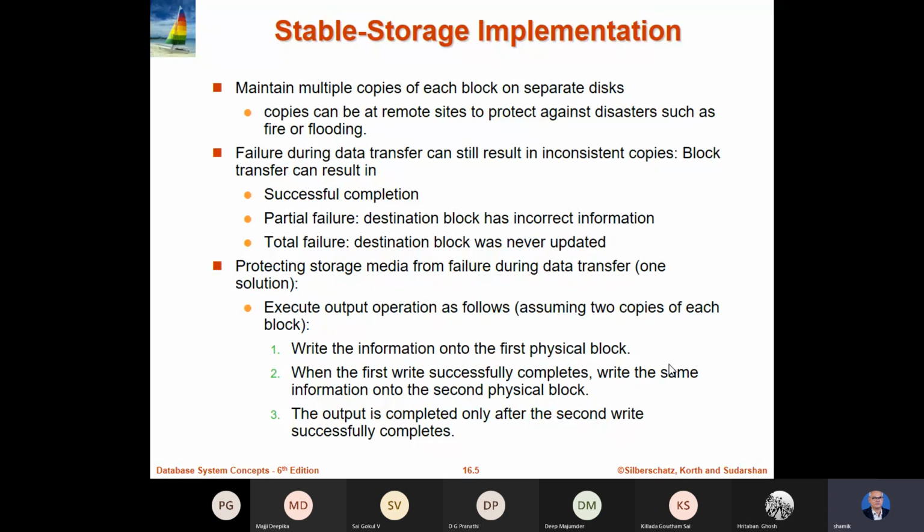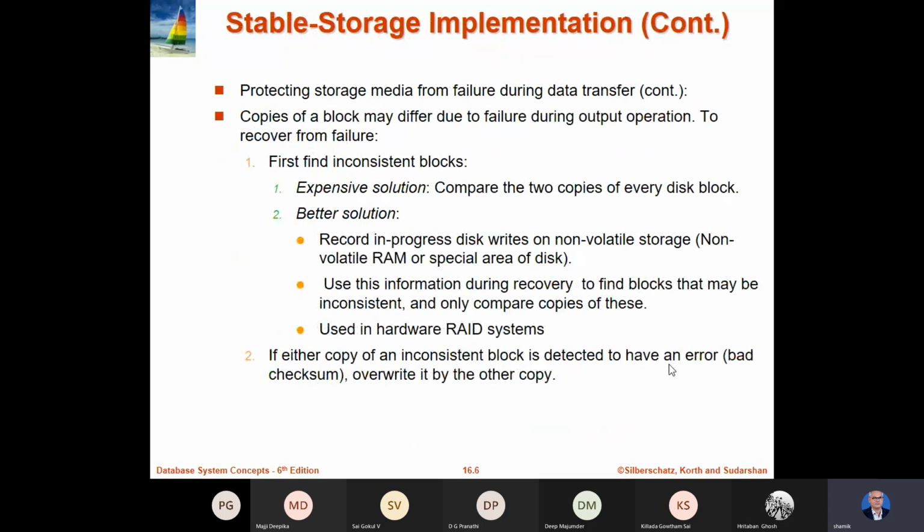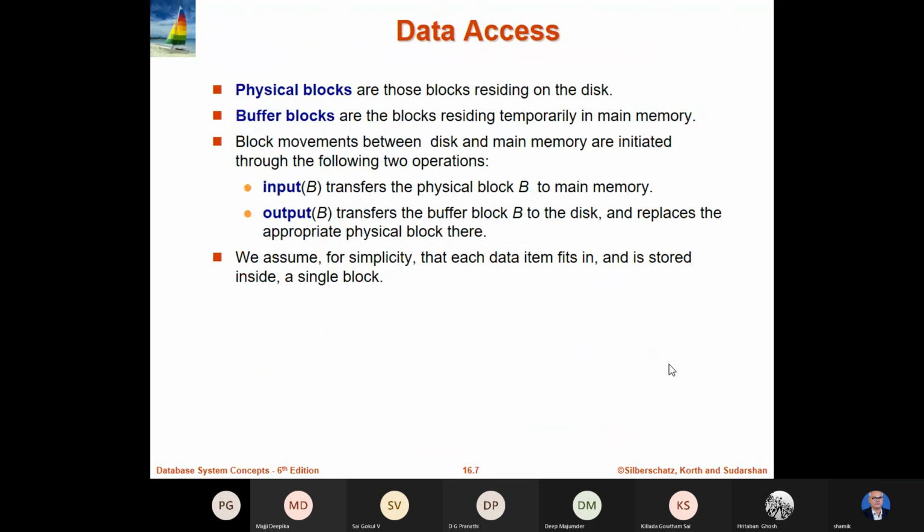Of course, the more you spread out while storing data in the stable storage, the more network latency you will incur. So those are also to be taken care of. That's why we said you can take a look at the book for some more details. As I said, two copies, etc., and there are many different forms. It's very well known that hardware RAID systems provide some form of implementation of this concept of stable storage. Now we come to something very important.